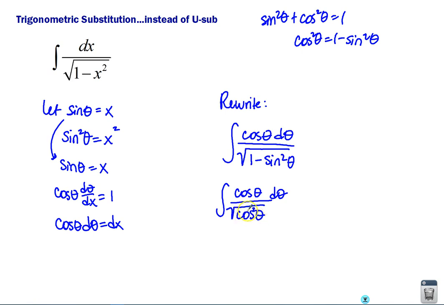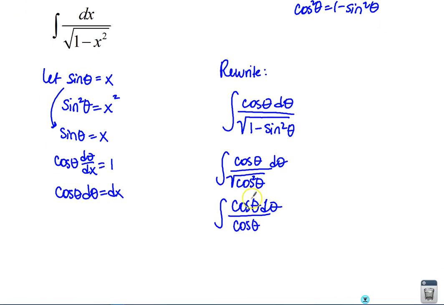But I have cosine squared inside a radical, so this becomes cosine theta d theta over cosine theta. Oh, well, this is even better because then those two things reduce and I just have the integral of d theta. Well, the integral of d theta is just theta plus c. But like before when I did a u sub, I had a very specific or explicit expression for u in terms of x, but now I don't have anything in terms of theta.